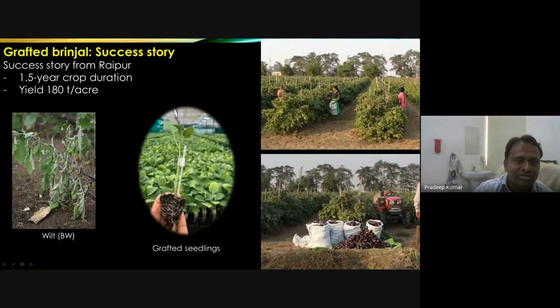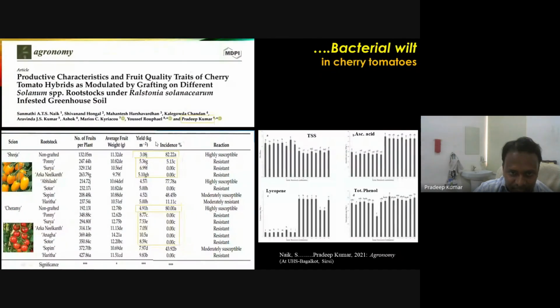The grafted brinjal success story is coming from Raipur, Chhattisgarh, because it is highlighted. The crop cycle extended up to 1.5 years, and 180 tons per acre of brinjal was harvested, because bacterial wilt is a severe problem, and the standing crop wilts suddenly. But with the help of this rootstock, they were able to harvest 180 tons per acre within a 1.5-year crop production cycle.